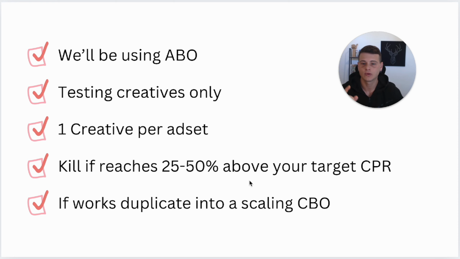The rule of thumb that we're going to be following is each ad set that reaches 25 to 50% above our target cost per result, we'll turn it off. And lastly, if it works, we'll go ahead and duplicate this ad set to a scaling CBO.